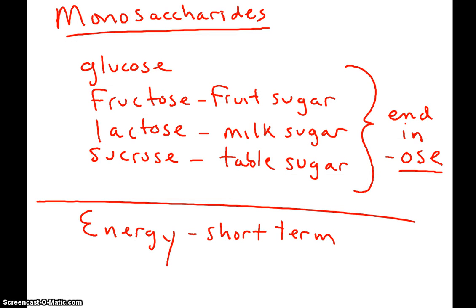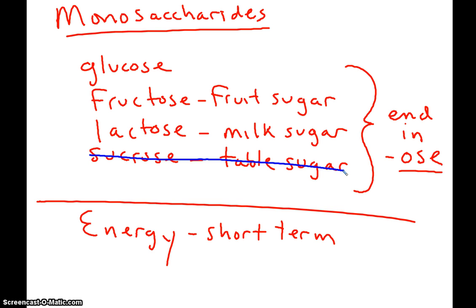So all of these monosaccharides, the simple ones, we can link them together to get bigger and bigger carbohydrates. So glucose, fructose, lactose. Sucrose actually should not be on there because it's not a monosaccharide. So I'm going to draw a line right through that right now.